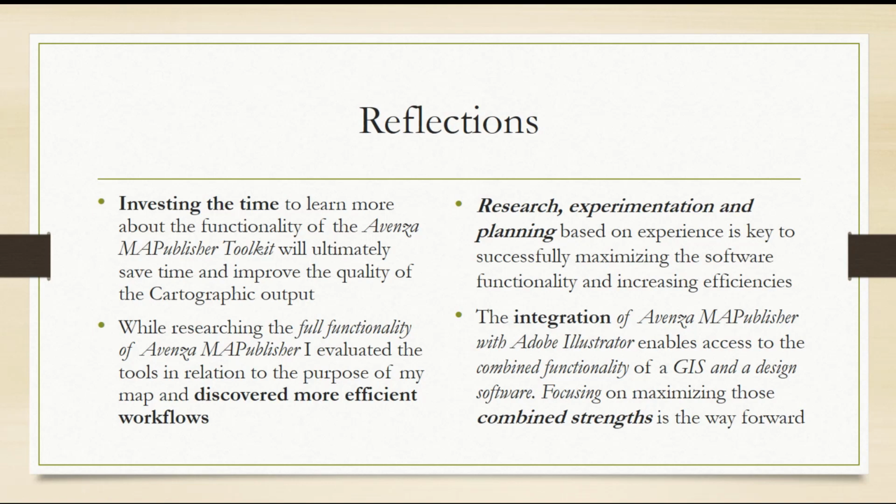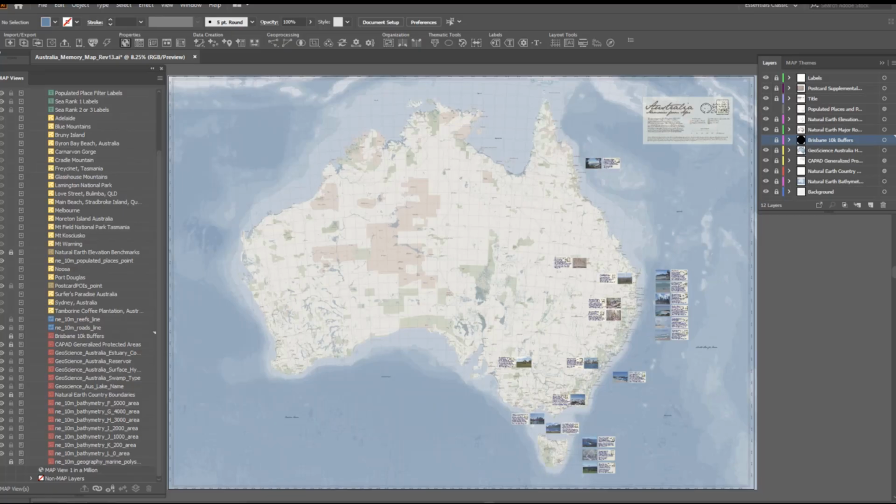functionality and increasing efficiencies. The integration of Avenza MAPublisher with Adobe Illustrator enables us to access the combined functionality of a GIS and a digital design software. Focusing on maximizing those combined strengths is the way forward. This is the map that I produced to preserve memories of my experience in Australia.